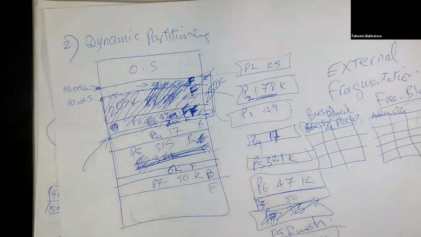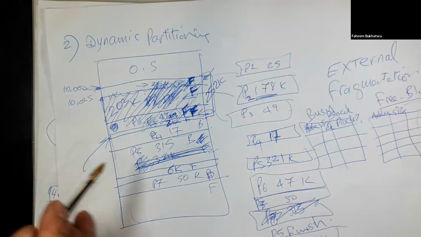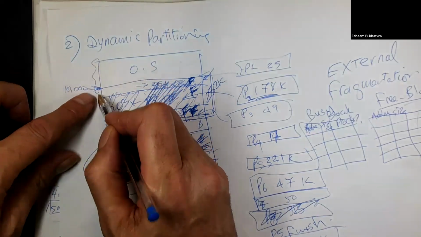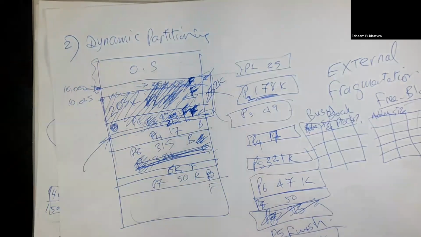How does it work? When we start first, part of memory is allocated to the operating system. The rest of it is kept in one big free block. Now, if a program comes in, we allocate it exactly as much memory as it requires. So a program comes in, needs 17K, we cut 17K and allocate 17K.